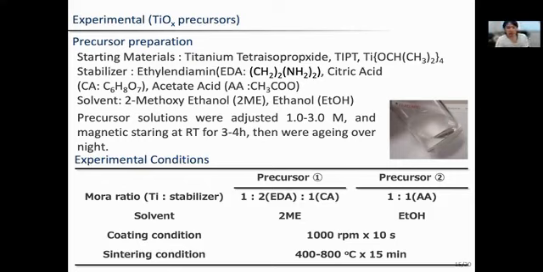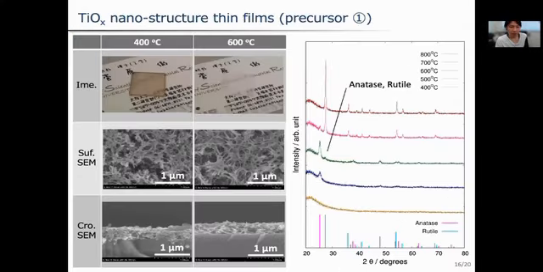Okay, let's move to another material. I would like to show you titanium oxide nanostructure made by the same simple MOD method. Okay, let's move to the experimental step. This is one example of the titanium oxide made almost the same way, from the metal organic decomposition method.